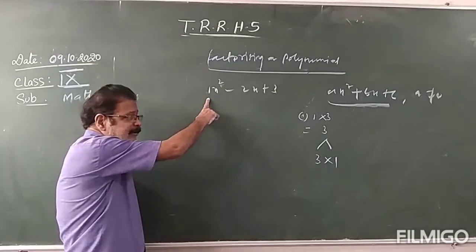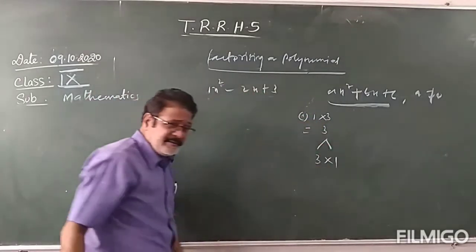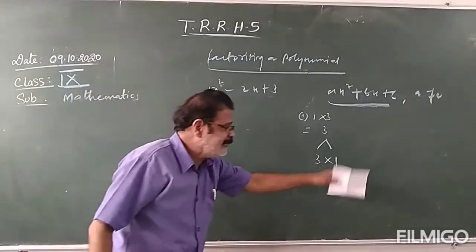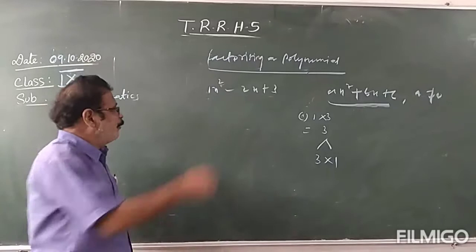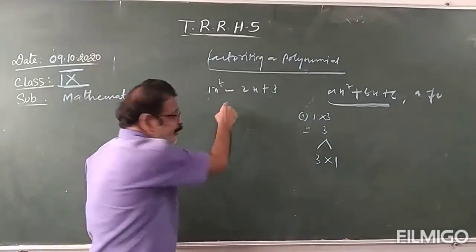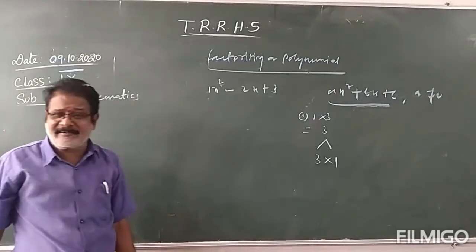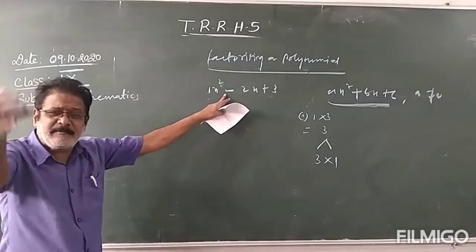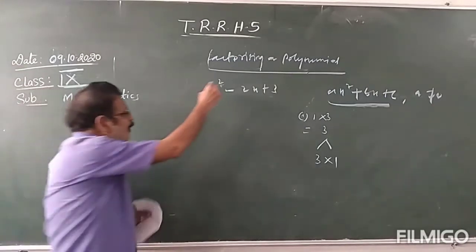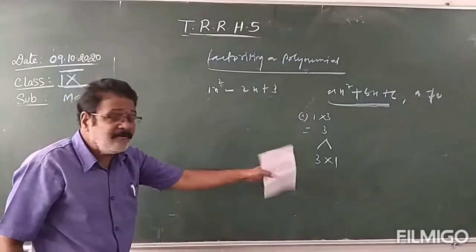First multiply the second degree coefficient and the last term. 1 into 3, 3 is the product. 3 again is split into 3 into 1. Now you allot the signs. The middle term sign, whether it is plus or minus, should be allotted to the greater factor. Which is greater here? 3 or 1?